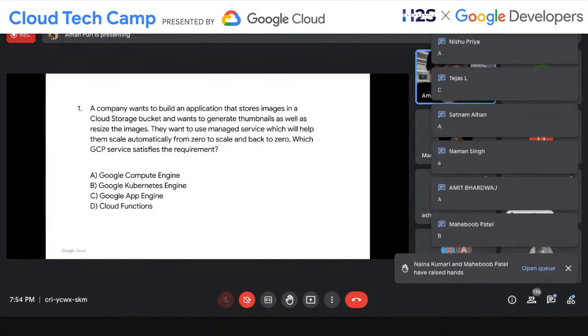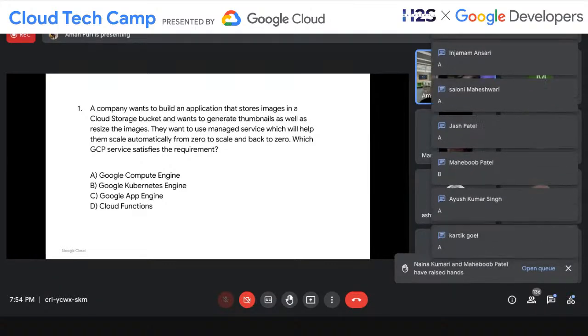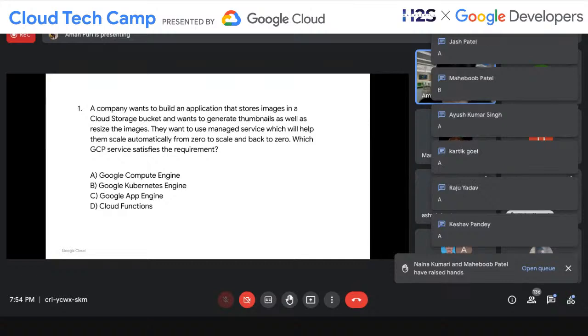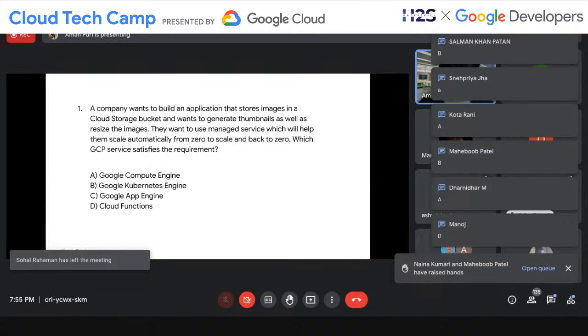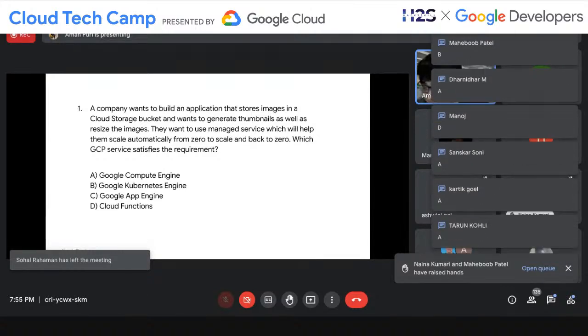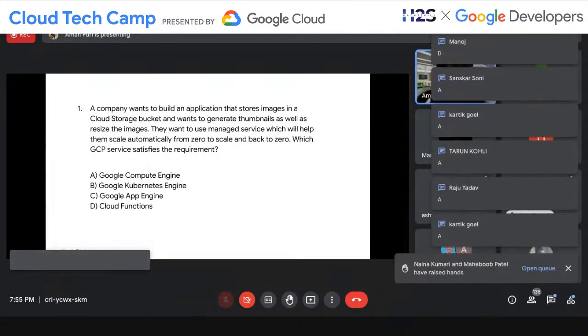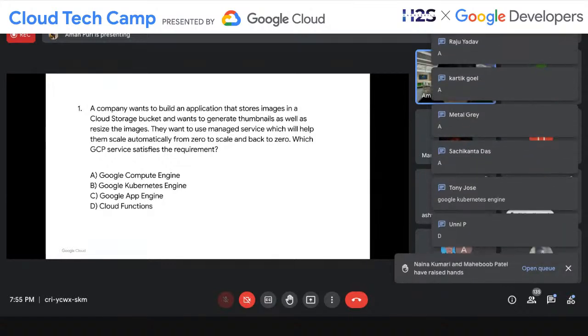Now, why is that? Compute Engine is a single virtual machine, so you cannot scale it into multiple machines as such. We cannot scale into multiple instances in the backend itself. The second option is Google Kubernetes Engine. There can actually be more debate between Kubernetes Engine and App Engine, but the reason the answer is App Engine is that the question said it should be a managed service, right?